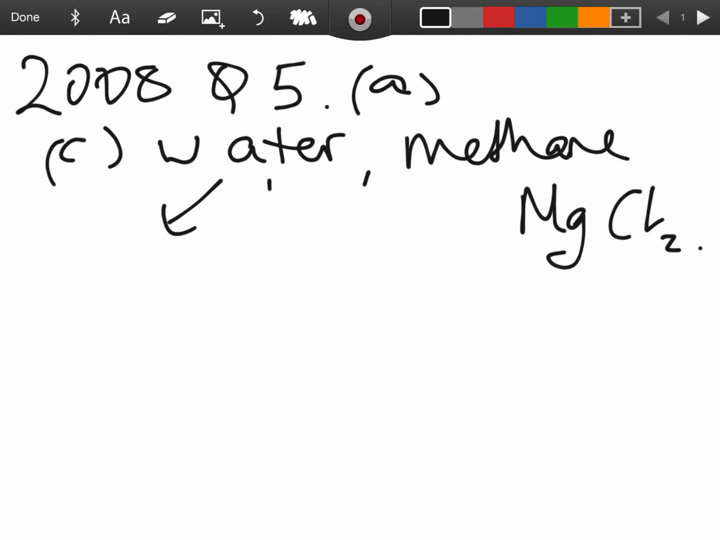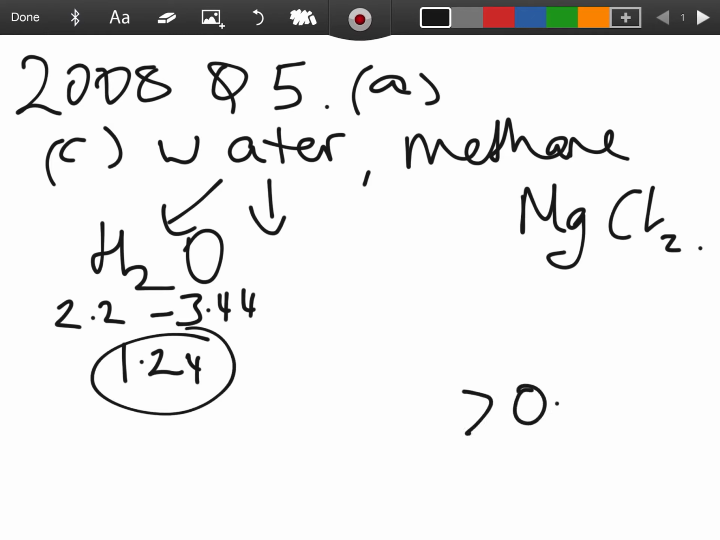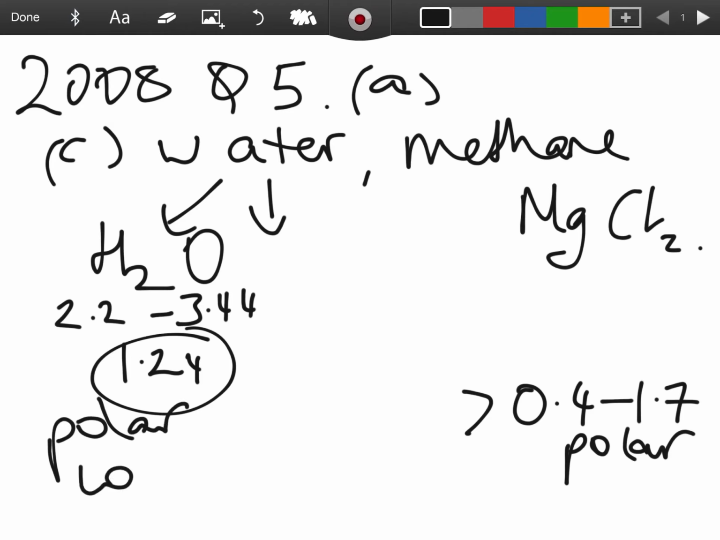So what you would do is you'd go to your electronegativity table, you'd find that hydrogen's electronegativity value is 2.2, oxygen's value is 3.44. When you subtract, it's 1.24, like we met in the photo. That is greater than 0.4. Remember the rules, greater than 0.4, but less than 1.7. Therefore, it's polar covalent.